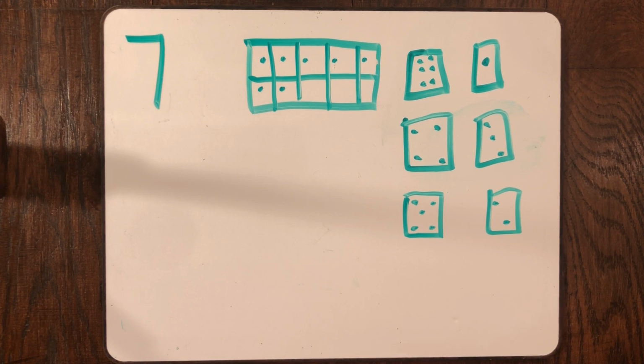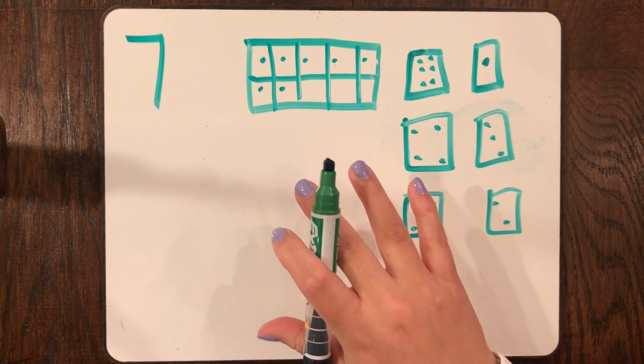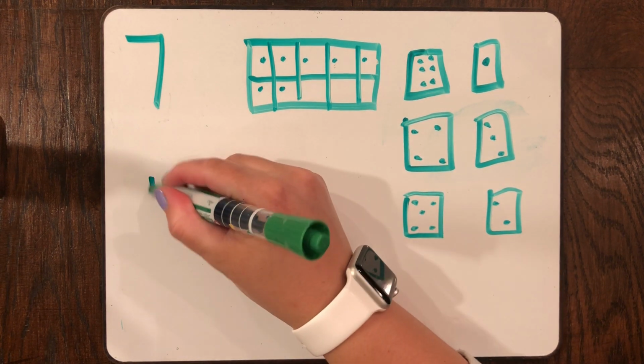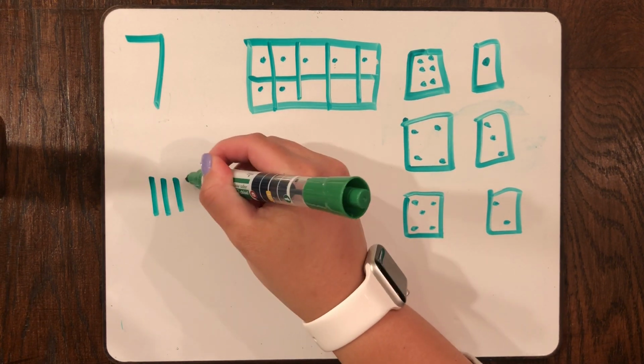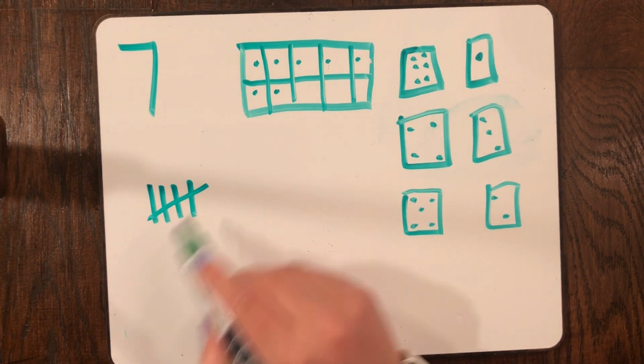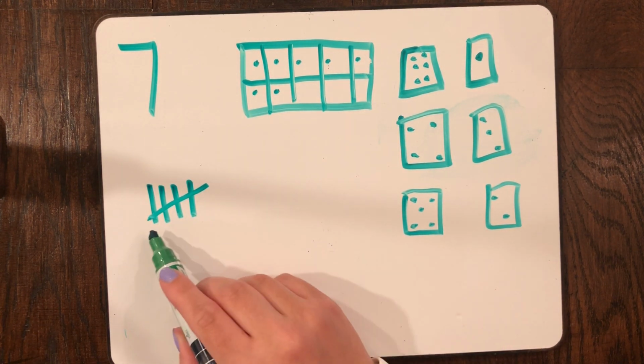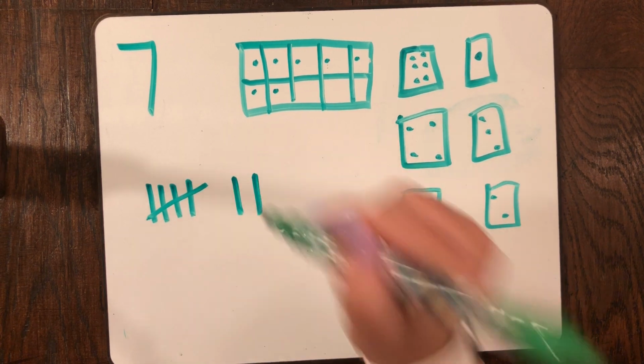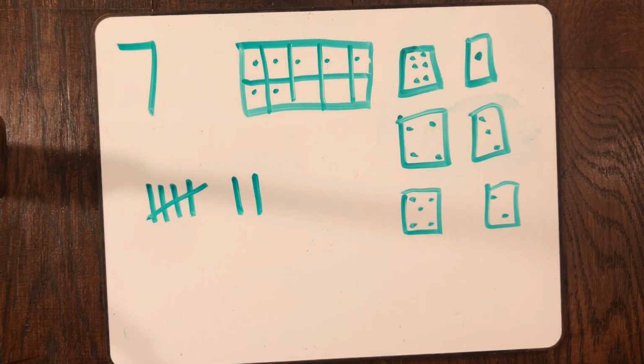So to draw my tallies, here's what I'm going to do. I want 7 tallies, but I can only draw them in groups of 5. So I'm going to do 1, 2, 3, 4. My 5 goes across the middle. Then I do a space and start my next group. So I have 5, 6, 7. Good. Now what else can I do?